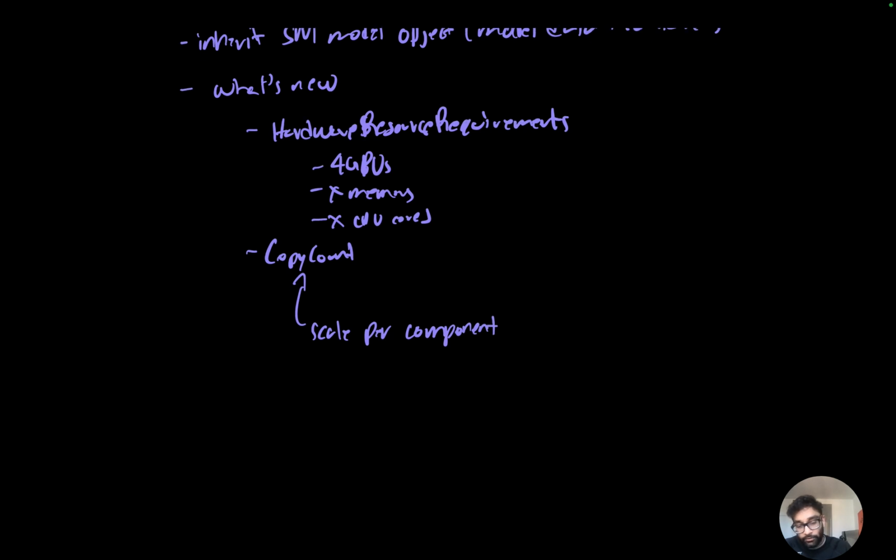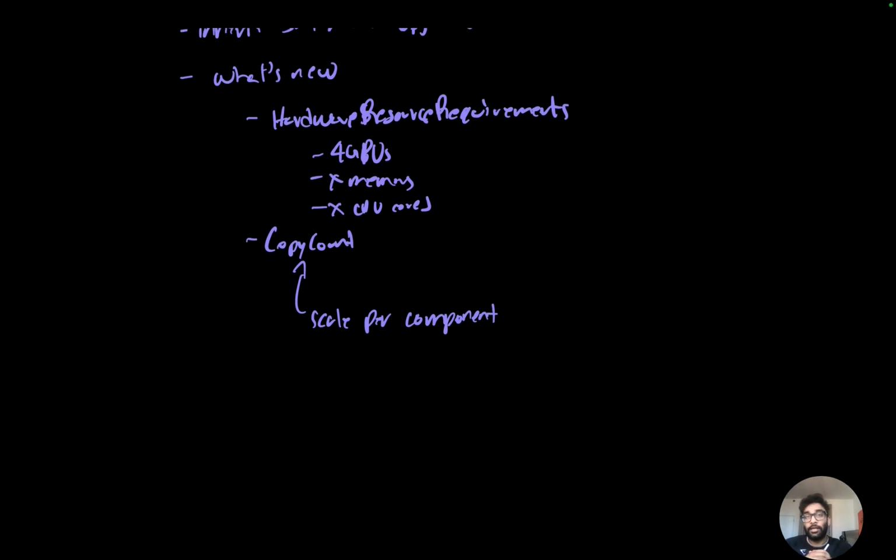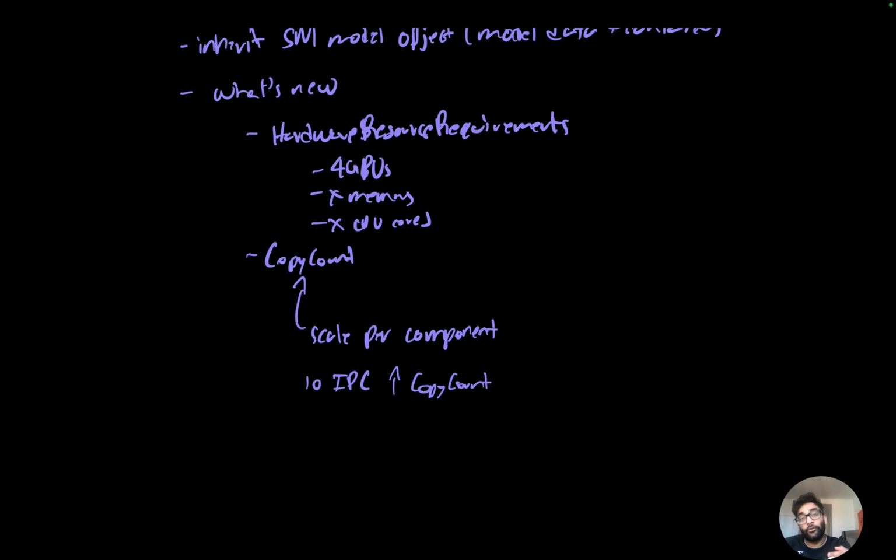So if you know, for example, when we were auto scaling before, right, at the endpoint level itself, we were saying if you're hitting 10 invocations per instance, then scale out. In this case, we'll say if you're hitting 10 invocations per copy, then increase the copy count, and each copy will retain the amount of hardware that you've specified or allocated per copy. So let's say that your copy count scales from 1 to 2. That's 8 GPUs then reserved for that component or model.